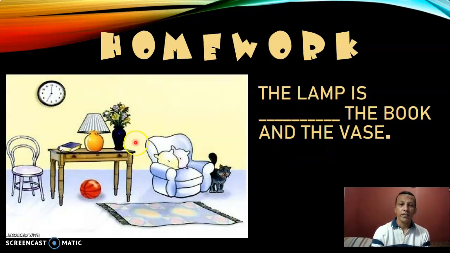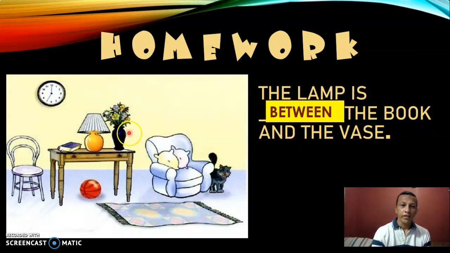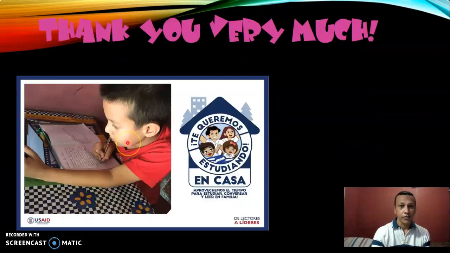The book and the vase. The book. Look at the book. And the vase. Entonces, ¿dónde está la lámpara? En medio. Okay, so how do you say in English en medio? Between. Correct. So, this is the correct sentence. The lamp is between the book and the vase. Did you see?